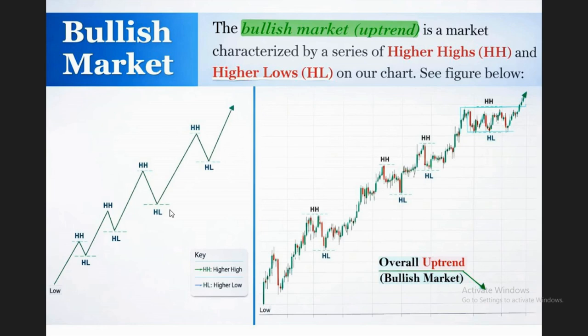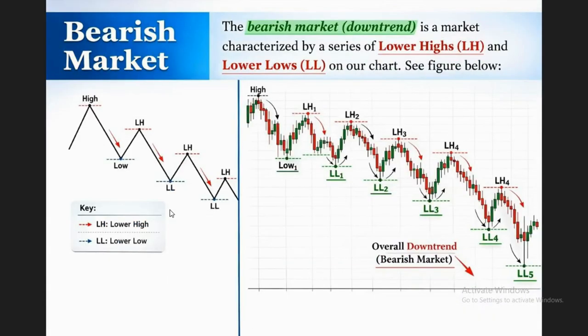As you can see here on this image, this is a clear example of a bullish market. Bearish market. The bearish market, also known as downtrend, is a market characterized by a series of lower highs and lower lows. As you can see on the diagram, this is a clear example of a downtrend market.